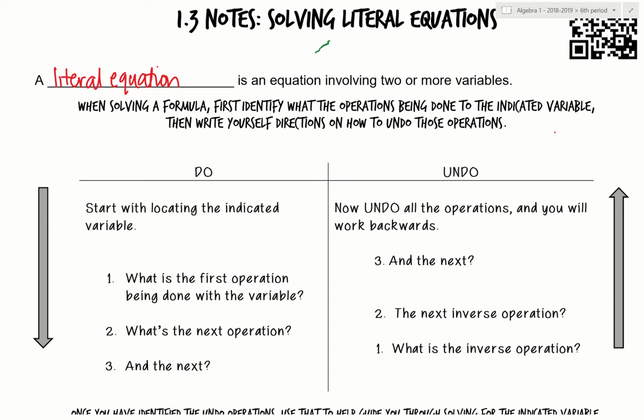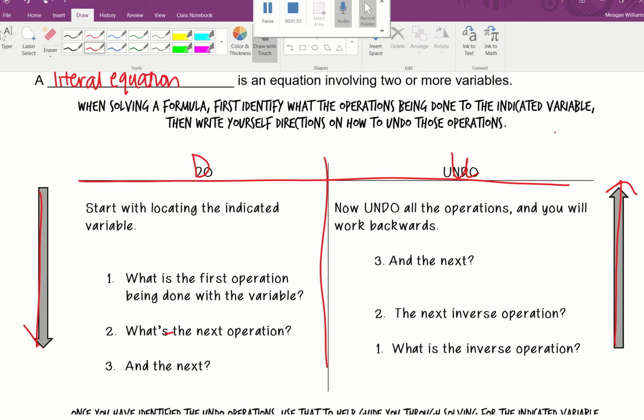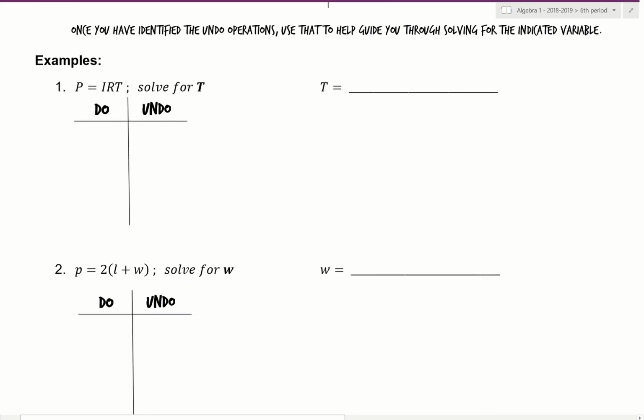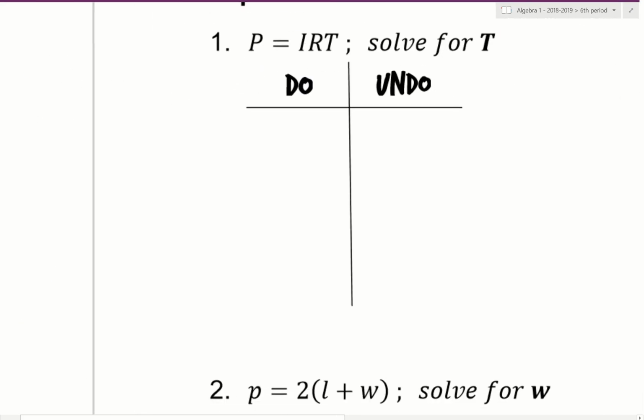Okay, so ultimately all this does is tell you how to set up a chart. Instead of having to do a flip chart on every problem, just make a do and undo chart. So a D for do and a U for undo. And then it's just a T chart. You work down on the do side, you work up on the undo side, because it's the opposite of what you normally do, right?